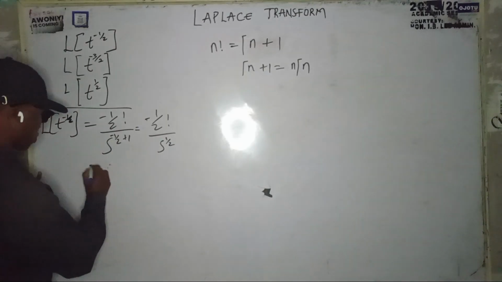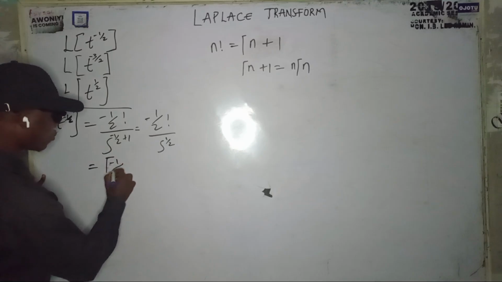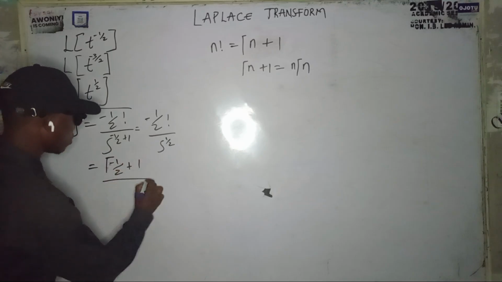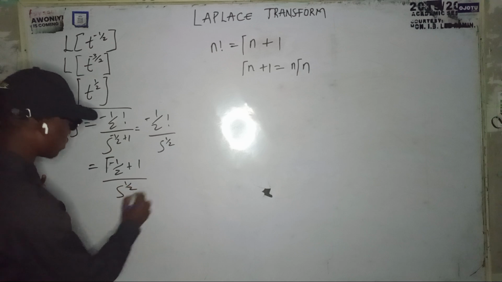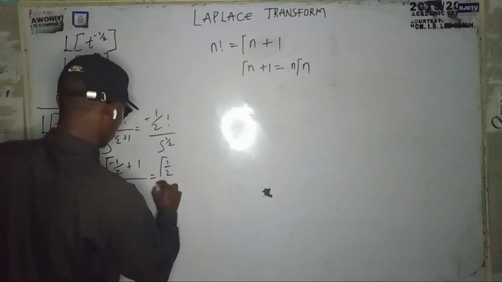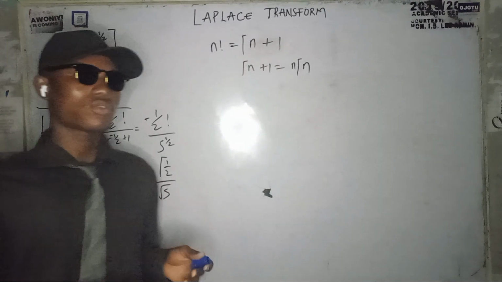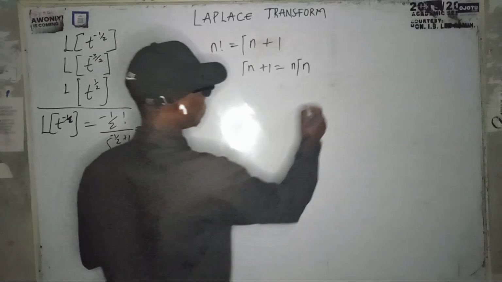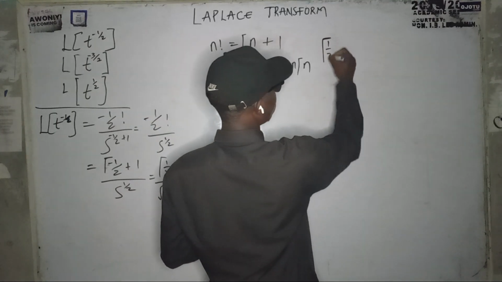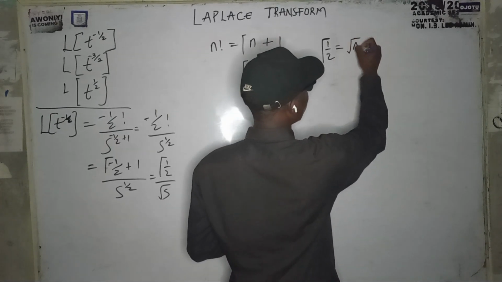We do this and we get the gamma function of minus 1 over 2 plus 1 over s raised to power 1 over 2. And this is going to give us the gamma function of 1 over 2 over the square root of s. Now, the gamma function of 1 over 2 is equal to the square root of pi.